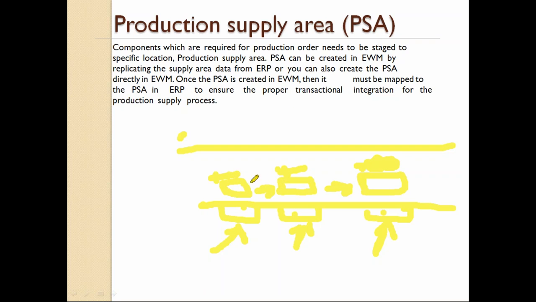So once we have these PSAs in EWM, we know how the production line is divided into small parts, or the entire production line is just one area, one production supply area. Let's say this entire production line is one area. So this is bin 1, bin 2, bin 3.